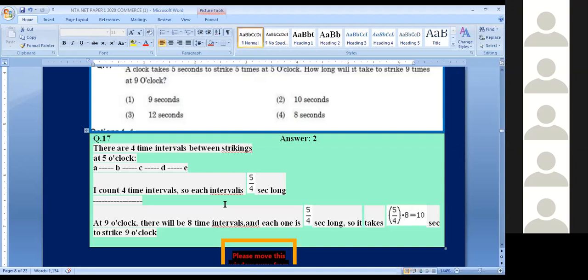There are 4 gaps, right? But there are 5 fingers. This is the base logic. There are 5 fingers, but in between 4 gaps. Correct? Look at your fingers. 5 fingers in between 4 intervals. There are 4 gaps. So this is what? It takes 4 intervals to strike 5 times. So each interval takes 5/4 of a second, correct? 1.25 seconds for 1 bell.